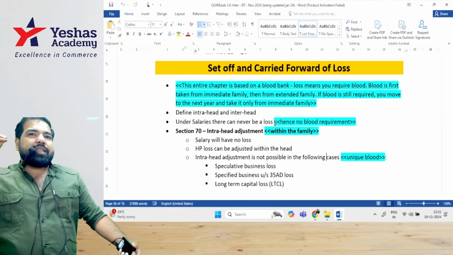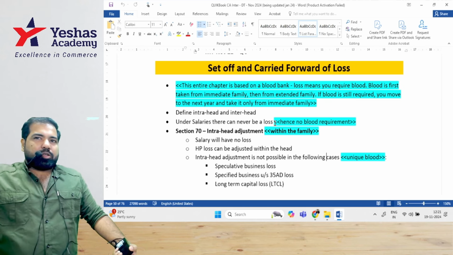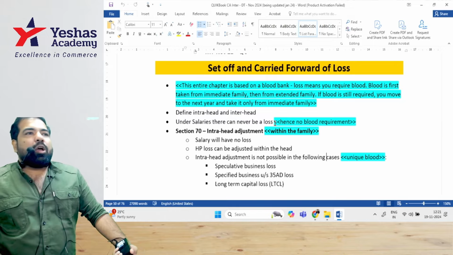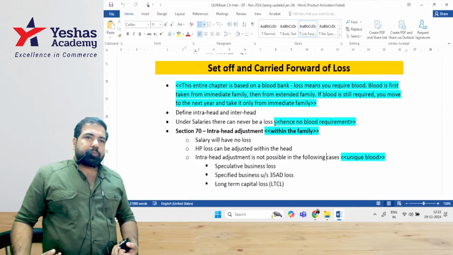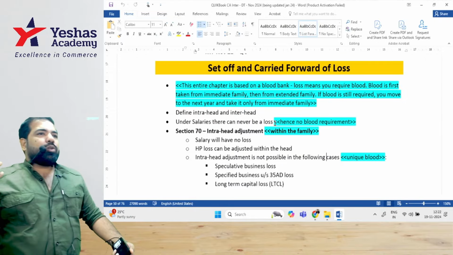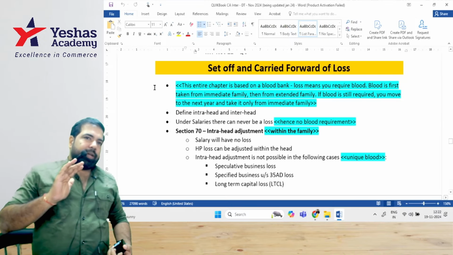The best thing is in the exam, if casual income comes, put that in a box because always. But what about a casual loss? Example, I go to a casino and I lost 20,000 rupees, guys. Will the government be with me? No, that has to be completely ignored.